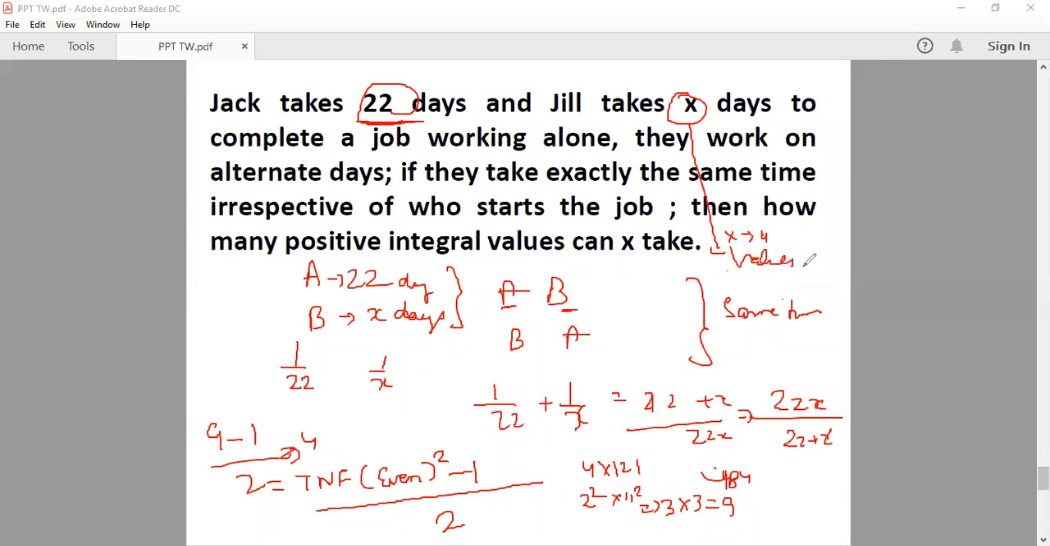And if you ask me what are those 4 values, 484 के जितने भी factors हैं 22 के ऊपर, these are the values x can assume and the answer to this question is 4 values. Is this clear? Please remember it by heart. This is a typical type of question which occurs in exam.